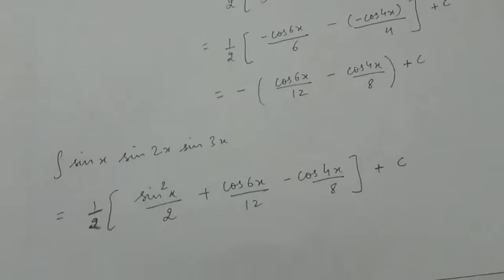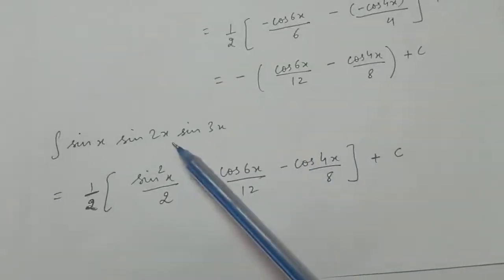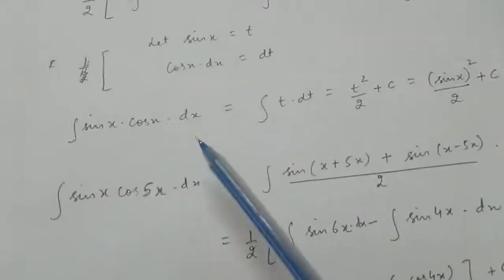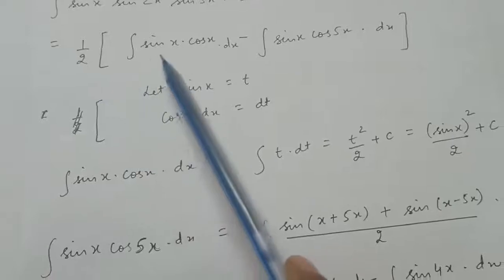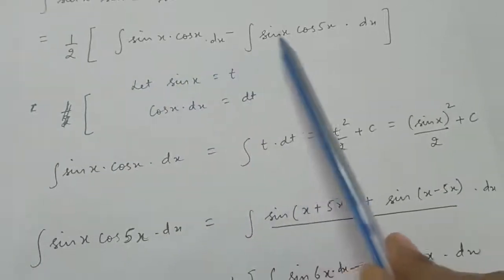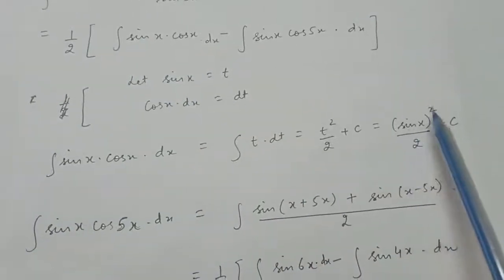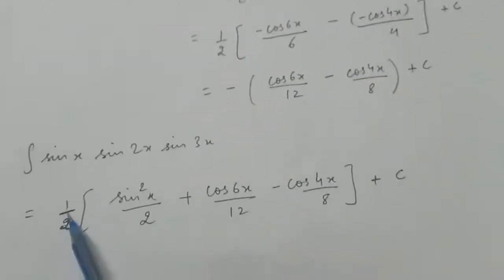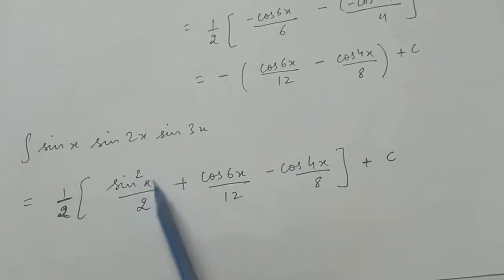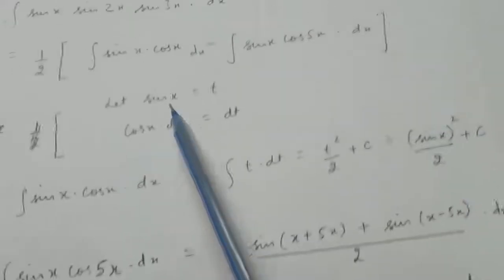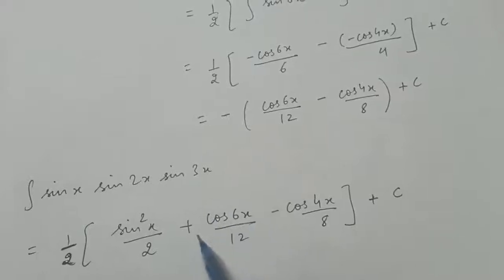So the integral of sin x into sin 2x into sin 3x will be, now see, this is equal to 1 by 2 into integral of this minus integral of this. We have found the integral of this as sin square x by 2. So keeping this 1 by 2 as it is, the value of the first integral is sin square x by 2, and because it is given minus here, this minus and minus will now become plus.